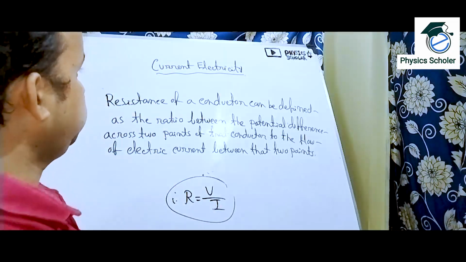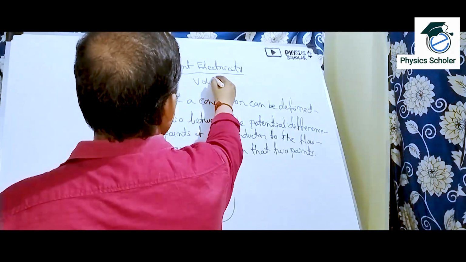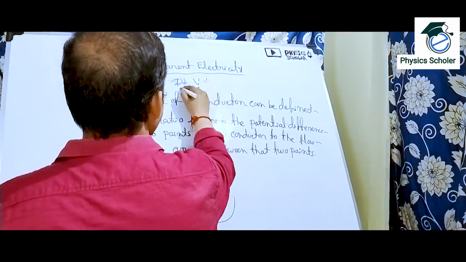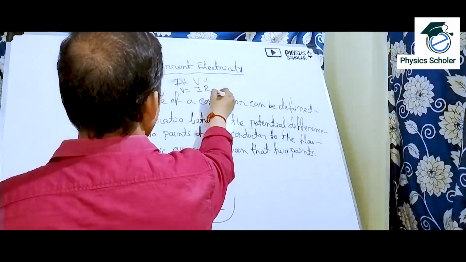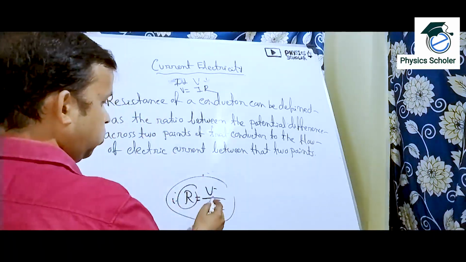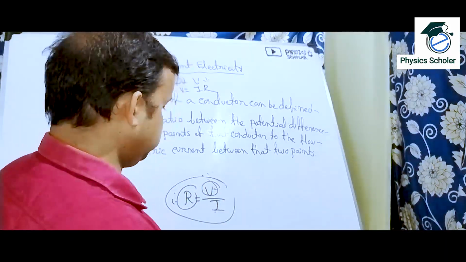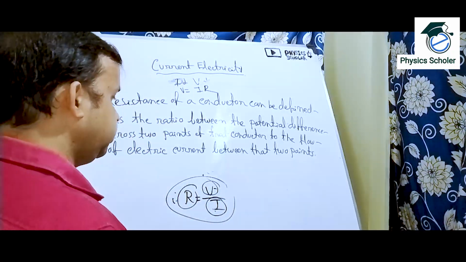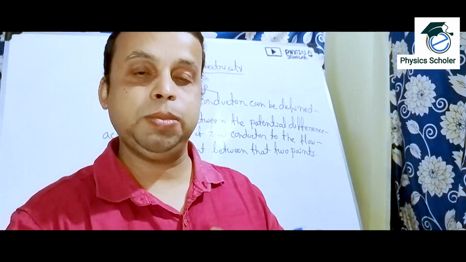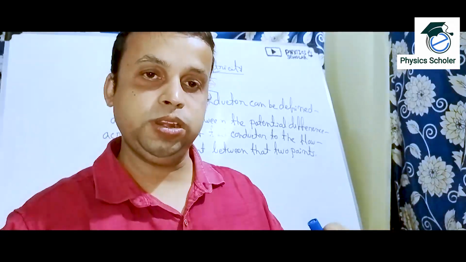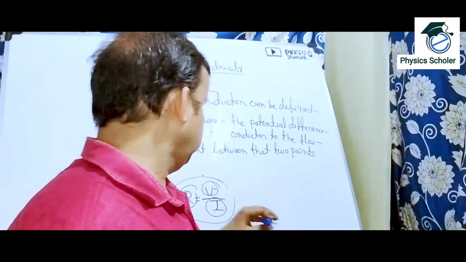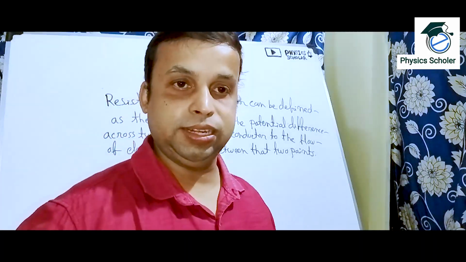What do we know from Ohm's law? V is directly proportional to I. Therefore, V is equal to I into R. Okay, so R is equal to what? V by I. So now V is nothing but the potential difference, and I is the flow of current. So the resistance of a conductor can be defined as the ratio of the potential difference across the two points of a conductor to the flow of current between those two points of that conductor. So that is known as the resistance of the conductor.